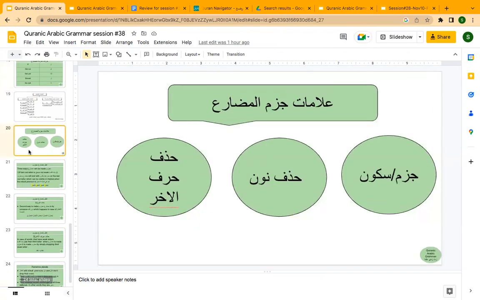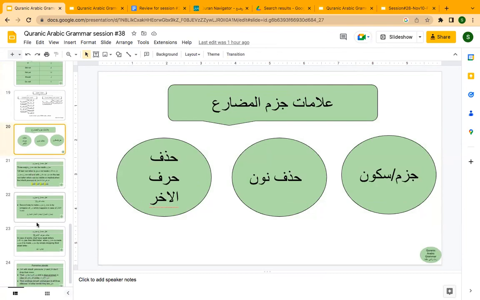When you have to make a word majzoom in case of mudare, there is not only one way. There are three ways to do that, and it depends on the structure: what the root letters of the word are, and what the pronoun in the word is. So when will we see hadhf un noon? In which af'al do we see hadhf un noon? Khamsa, very well done.